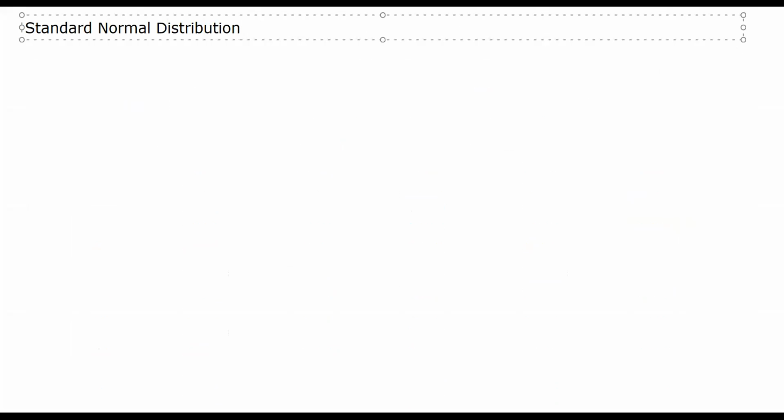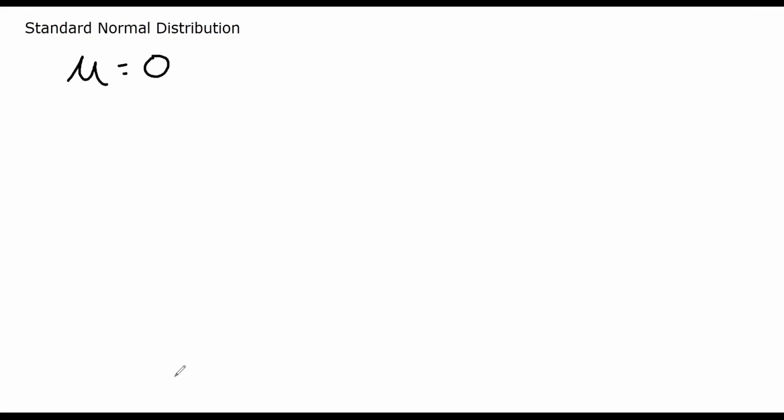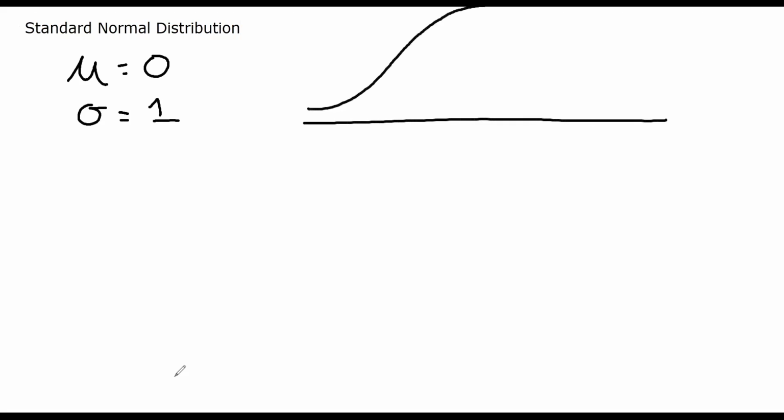But from a nitpicky statistical perspective, if you ever see the phrase standard normal distribution, that means it is a bell curve with two very specific characteristics. Those characteristics are that the population mean, whose variable is mu, is equal to 0. And the population standard deviation, whose variable is sigma, is equal to 1. And as a consequence, we usually draw a picture that looks like this. The mean on a bell curve is always in the middle, so 0 would be here.